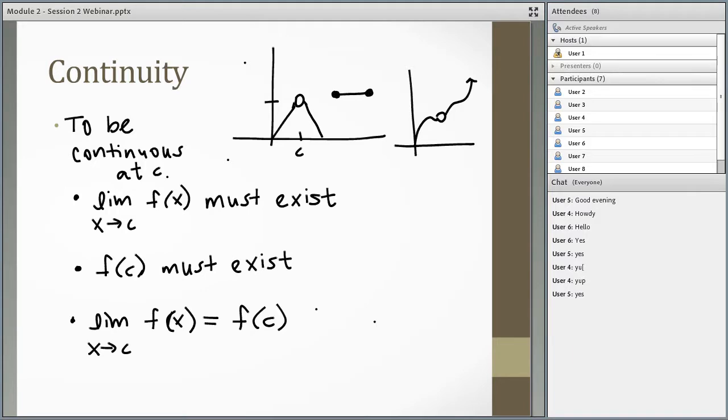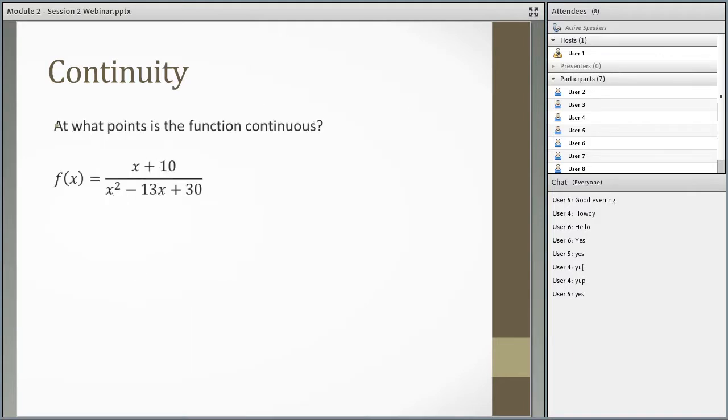So let's do some examples. So at what points is the function continuous? Well, sometimes it's easier to think about what points is the function discontinuous. And where would this function be discontinuous? How could we figure out where it would be discontinuous? Well, we could graph it, but that's not always an easy way to do this.